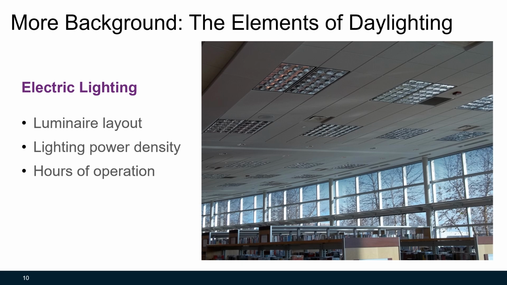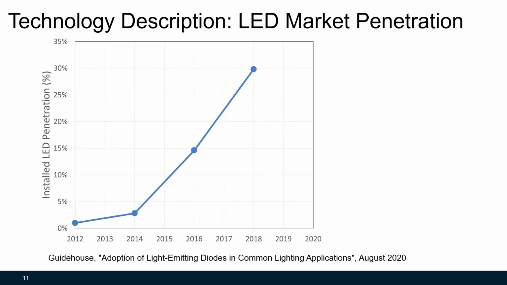Buildings with higher lighting power densities and longer hours of operation are likely to yield more savings, particularly if those hours of operation are still during periods when the sun is up. I mentioned previously that increasing adoption of LED lighting mitigated cost and complexity associated with dimming electric lighting. This is due to the inherent dimmability of the technology.